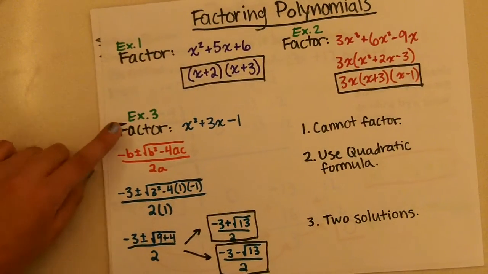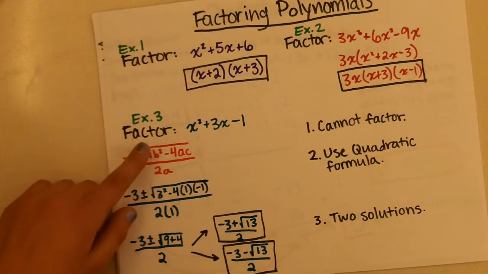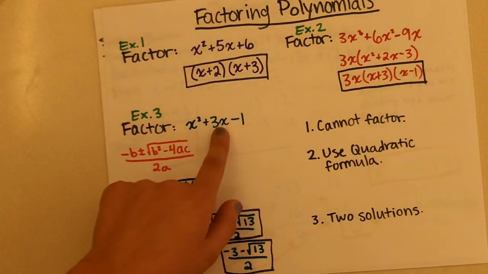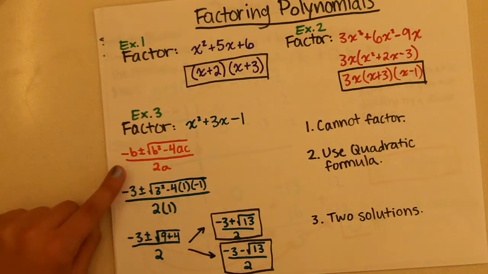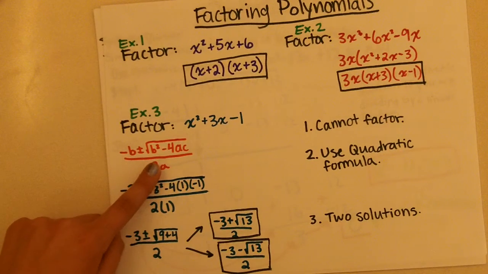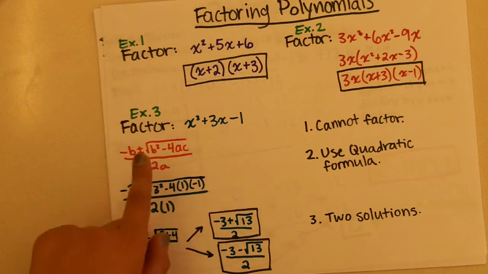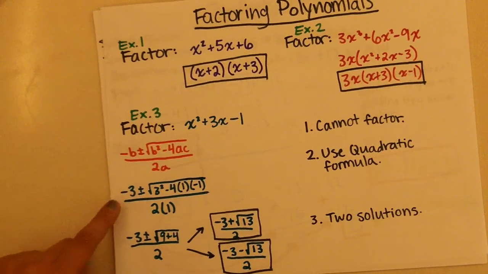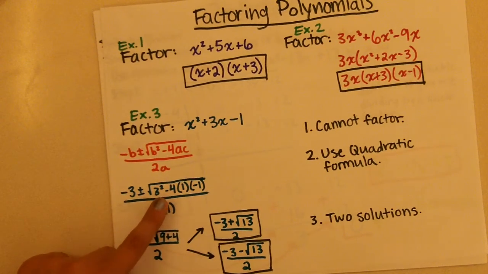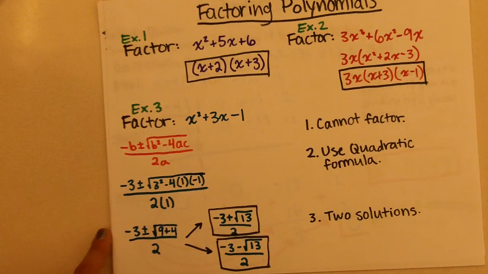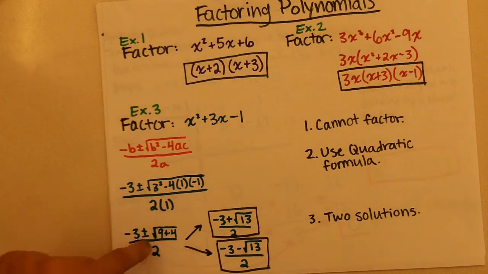So our last problem is to factor x cubed plus 3x minus 1. There aren't two numbers that multiply to be negative 1 and add to be 3, so we have to use the quadratic formula, which is negative b plus or minus the square root of b squared minus 4ac all over 2a. So you plug in all of your terms for all of these variables, and you get negative 3 plus or minus the square root of 3 squared minus 4 times 1 times negative 1 all over 2 times 1. So when you simplify, you get negative 3 plus or minus the square root of 9 plus 4, which is 13, all over 2.